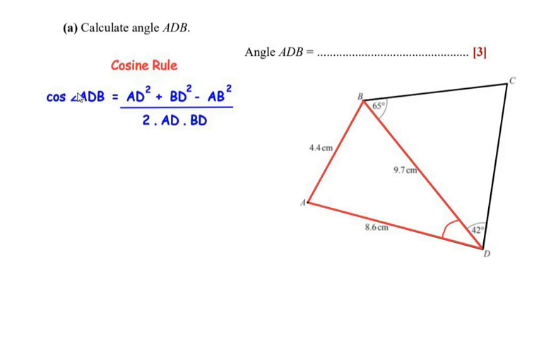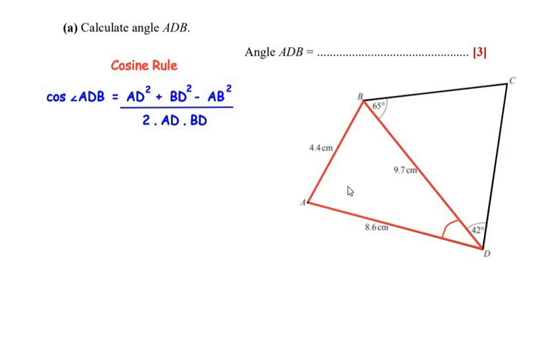So under the cosine rule we have cos of the missing angle, that is cos of angle ADB, is equal to sum of square of the 2 sides which are attached to this angle, that is AD square plus BD square, minus square of the side which is opposite to this angle, that is AB square, divided by 2 times the sides which are attached to the missing angle, that is AD times BD.